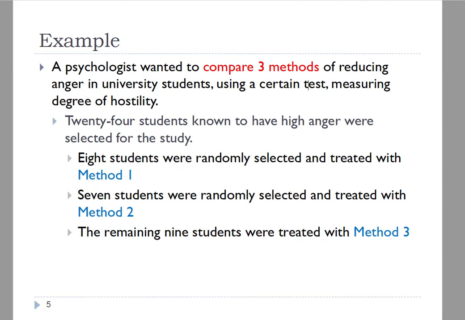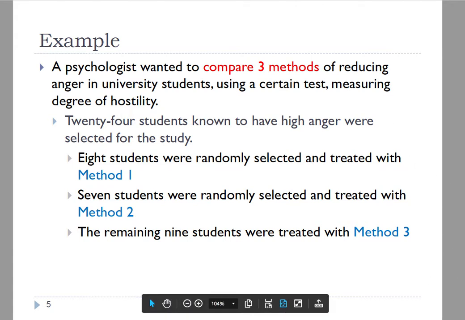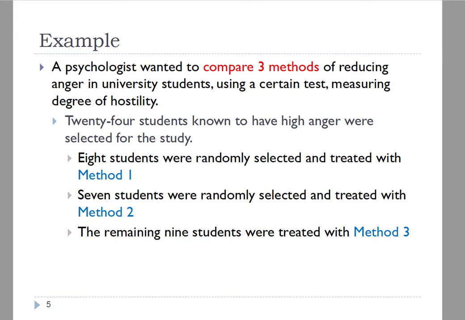Let's just say a psychologist wanted to compare three methods of reducing anger in university students using a certain test measuring a degree of hostility. So 24 students who are known to have high anger were selected for the study. Eight students were randomly selected and treated with method 1. Seven students were randomly selected and treated with a different method, and the remaining 9 students were treated with a third method. So our independent variable is going to be the three methods of reducing anger, and our dependent variable will be the continuous measurement of hostility.